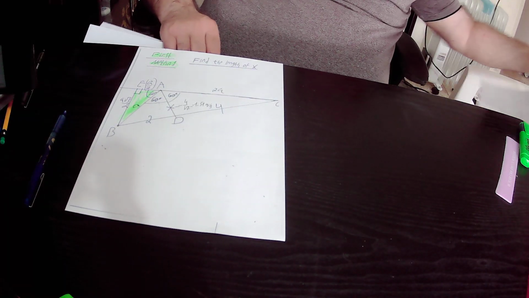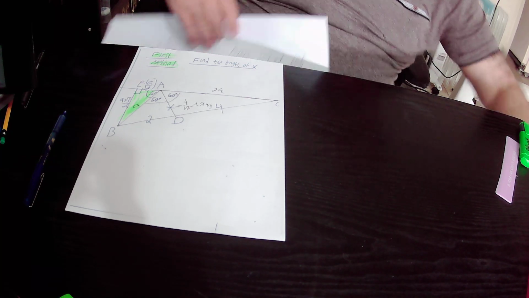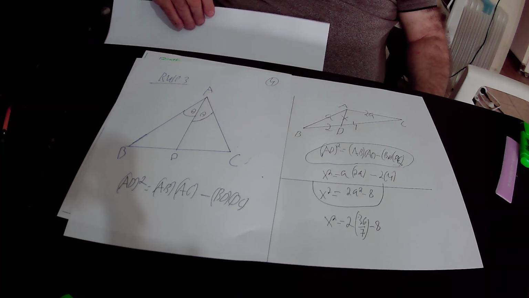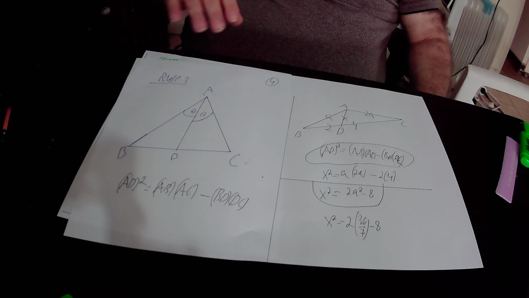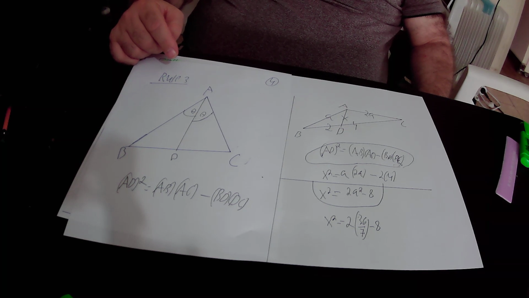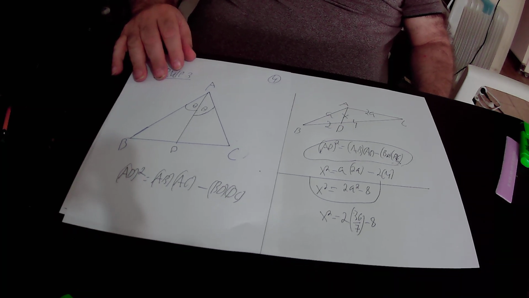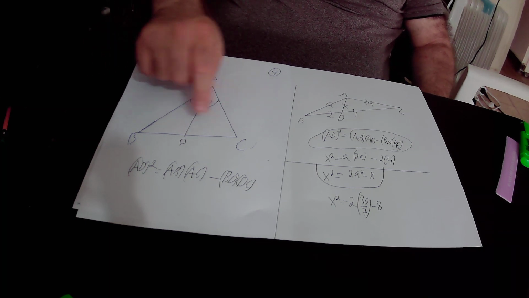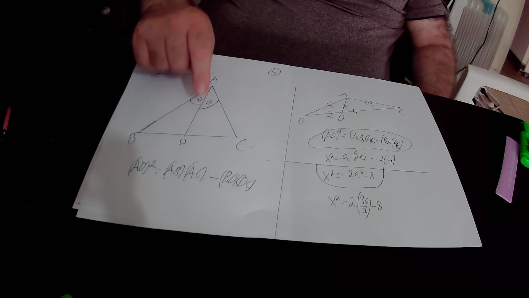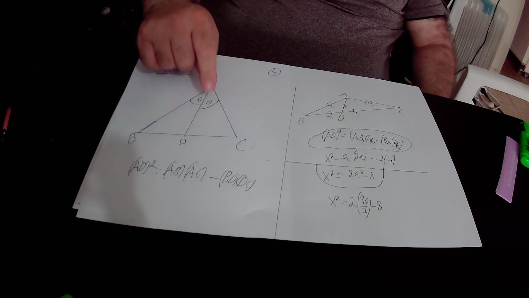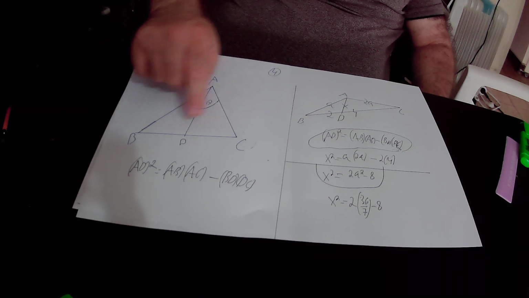Then I presented to you a new rule, that is rule number 3. According to rule number 3, if we have triangle ABC, that could be any triangle, and we have the angle bisector AD in triangle ABC, then the following equation is true: AD square equals AB times AC minus BD times DC. Again, AD square equals AB times AC minus BD times DC.